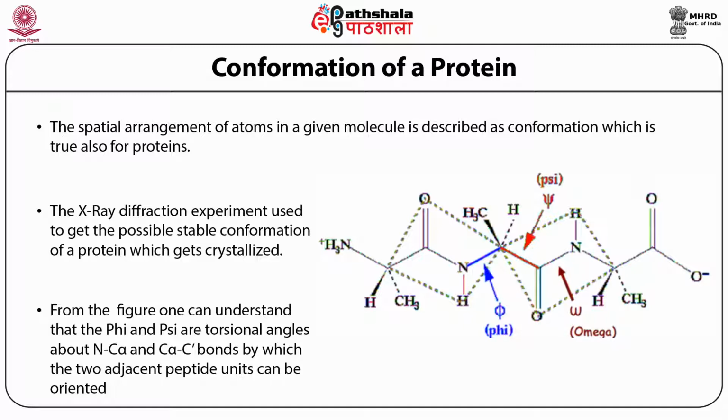So there are two peptide units. For example, take the middle carbon, which is connected on this side to N and on that side to C double bond O. So with respect to the central carbon atom, we have two peptide units, one on this side, one on that side. These two are represented as planes.